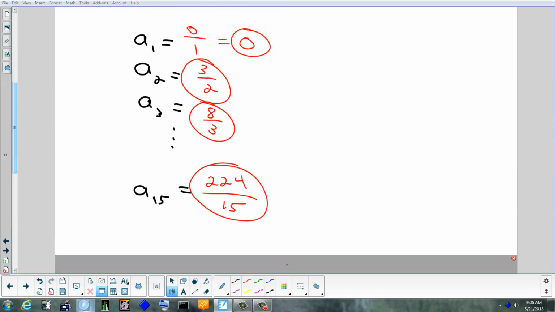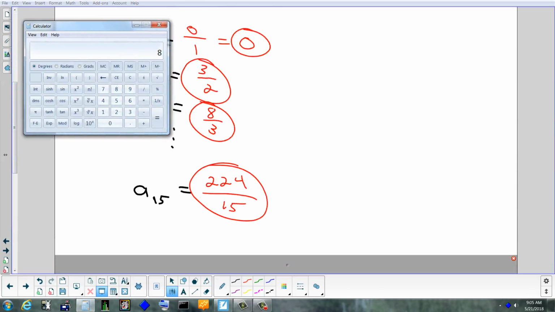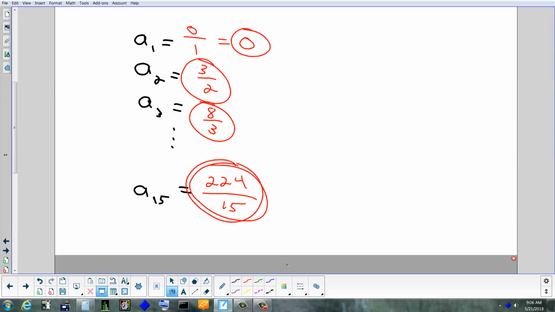Now, if we look at it, there's a pattern here to what we're getting closer and closer to. We started off with 0. The next number was 1.5. The next number was 2.6 repeating. 224 divided by 15 is about 14.9. If you notice, the term itself is getting pretty close to its position number.